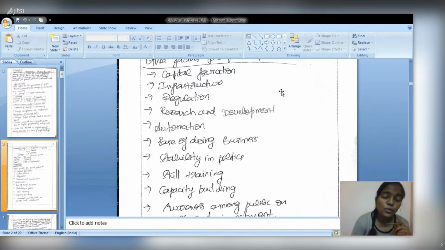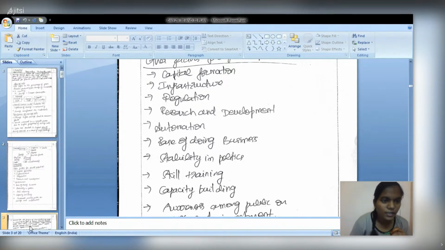If you think some other factors are very important, like gross capital formation, regulation, infrastructure, skill training, or ease of doing business, you can substantiate 5 headings in a brief manner, and all the other headings are the factors which are responsible for India's potential growth. This is also a way of representing your answer. That's all. Shall we move on to the second question?